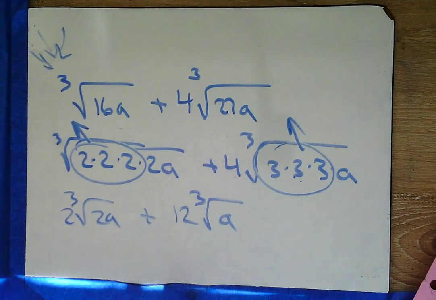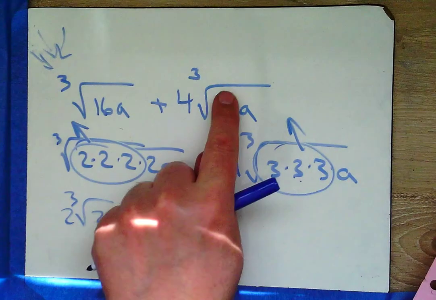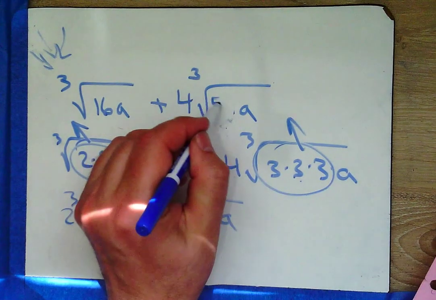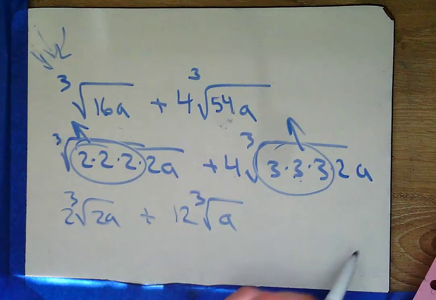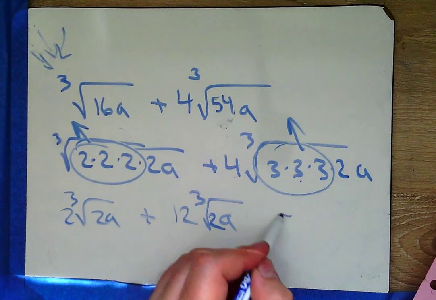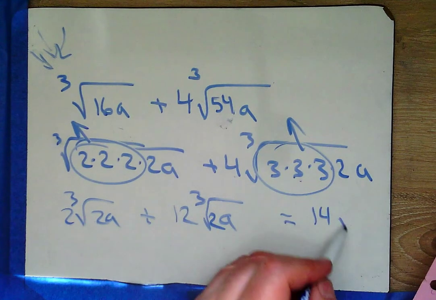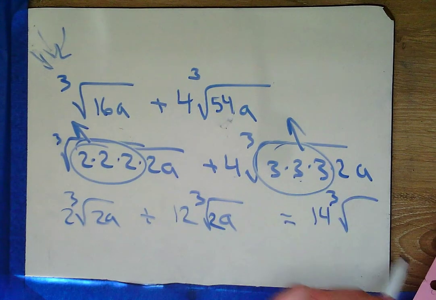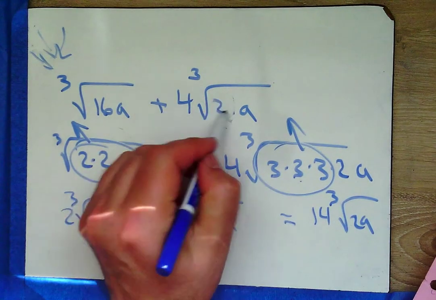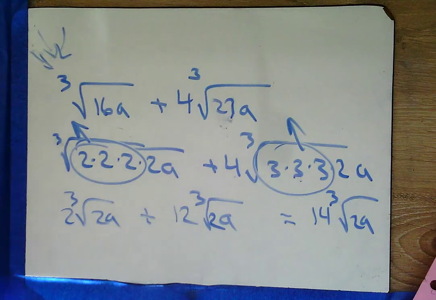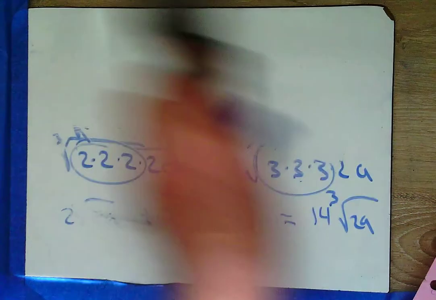All right, now if I had instead here 54, well, that would be 3 times 3 times 3 times 2, and then I would have that 2 left over, and I could combine these to 14 cube root 2a, okay? But I didn't. I had 27, cube root of 27. So pay attention to what you're doing. Be thoughtful, be mindful when you go through these problems.